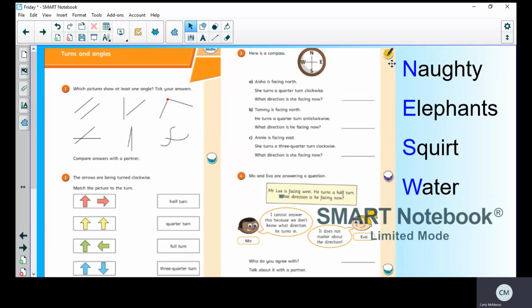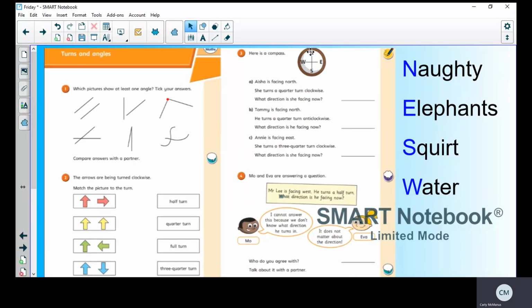Aisha is facing north, so she's facing this way. She turns a quarter turn clockwise. Clockwise means she's going this way and she's turning 1/4. So think what 1/4 of a clock is. What direction would she be facing now?